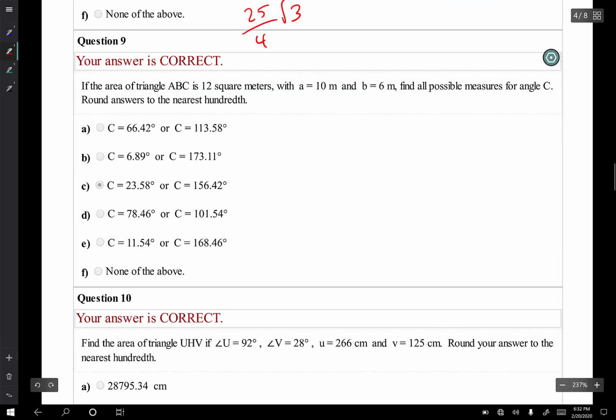If the area of a triangle ABC is 12 square meters, so here's ABC. So this is 12 square meters with little a being 10, so here's little a. And little b being 6, so here's little b. Find all possible measures for angle C.